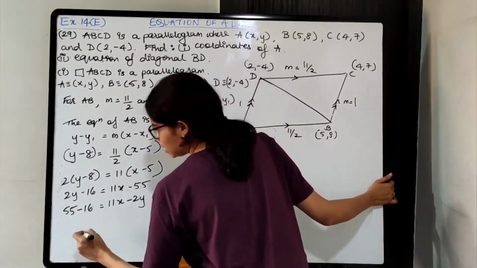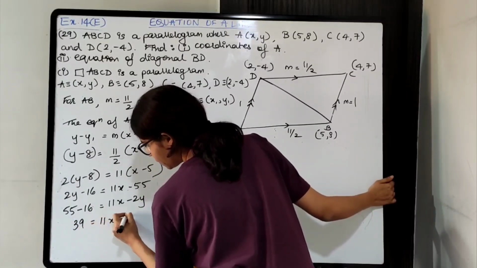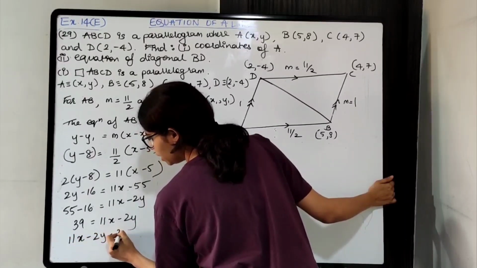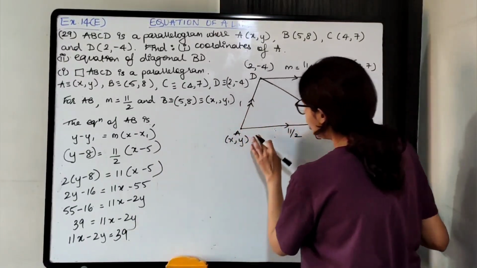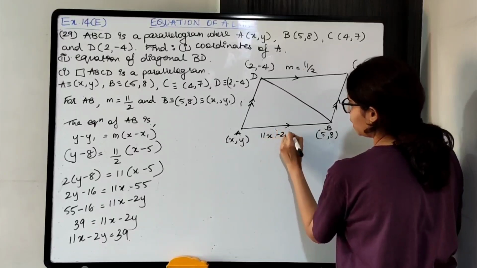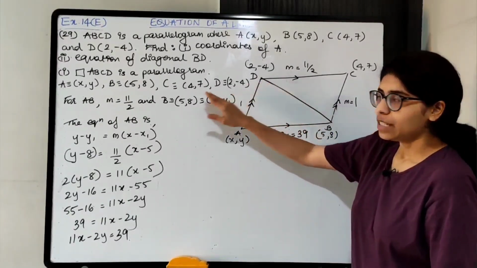55 minus 16, that will give 39. Right. Now switch the sides. So ये हो जाएगा linear equation का form. Okay. Now we got one equation. AB का equation मिल गया. It is 11x minus 2y equals to 39. Let us find the equation of AD same way.